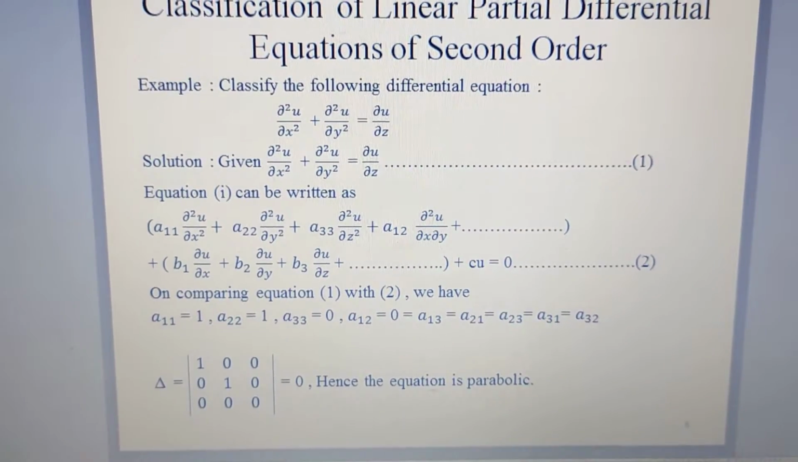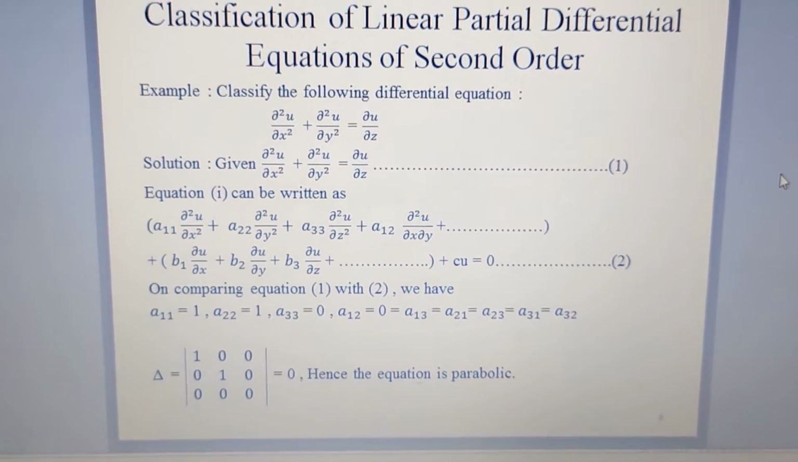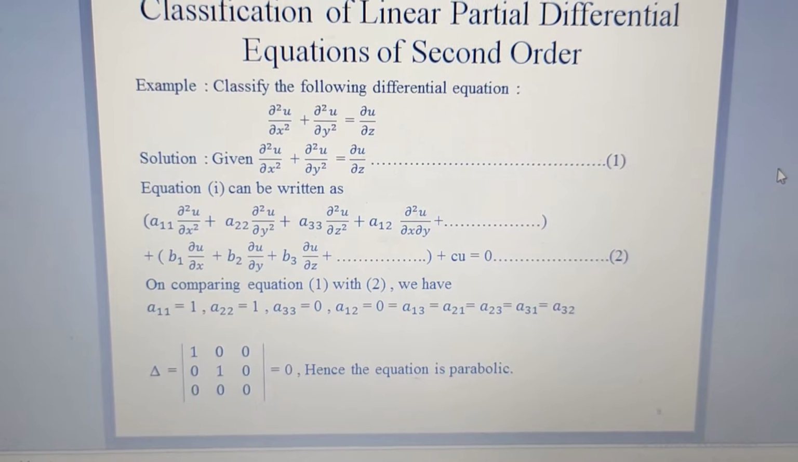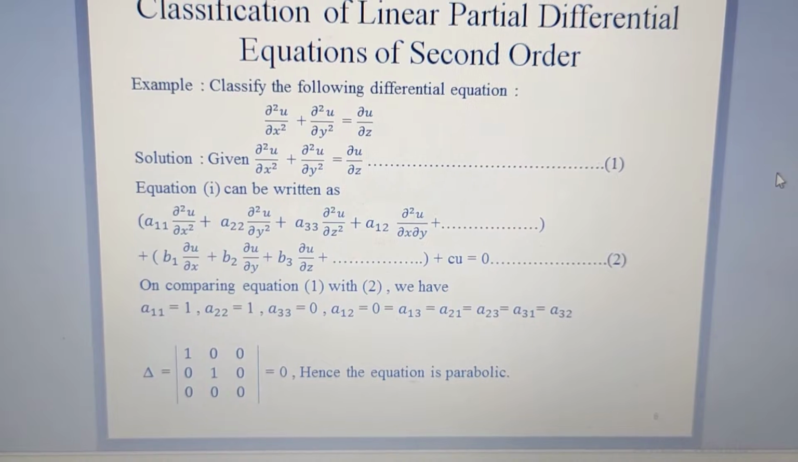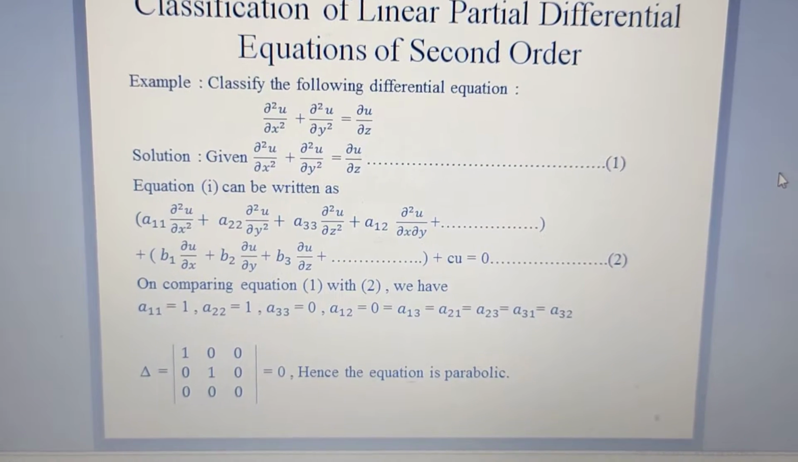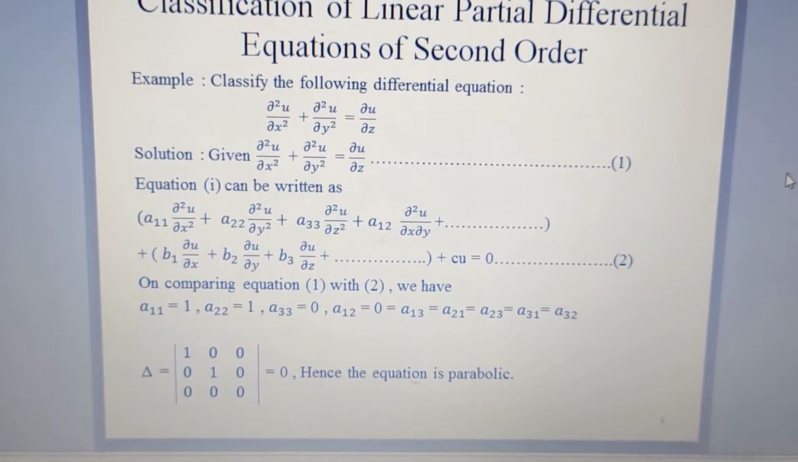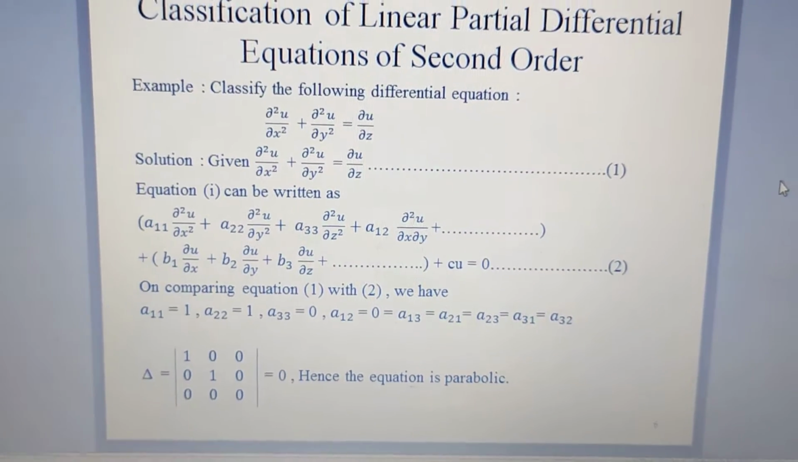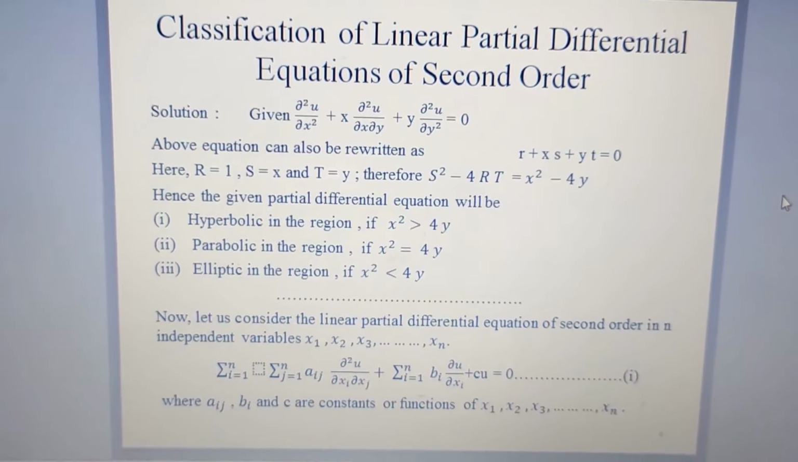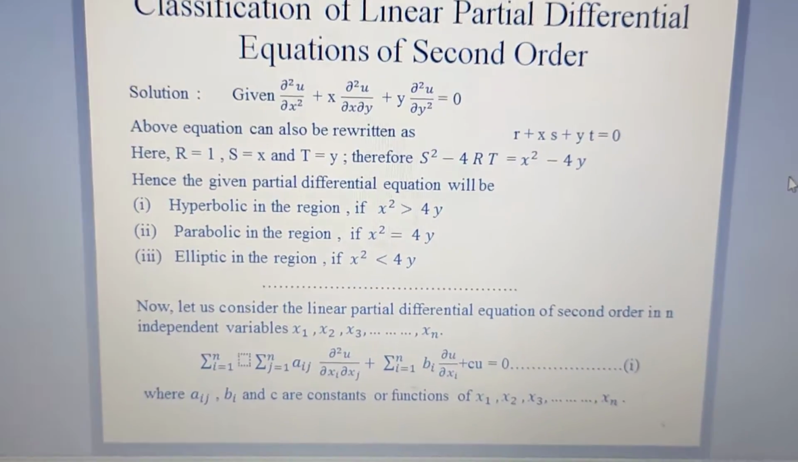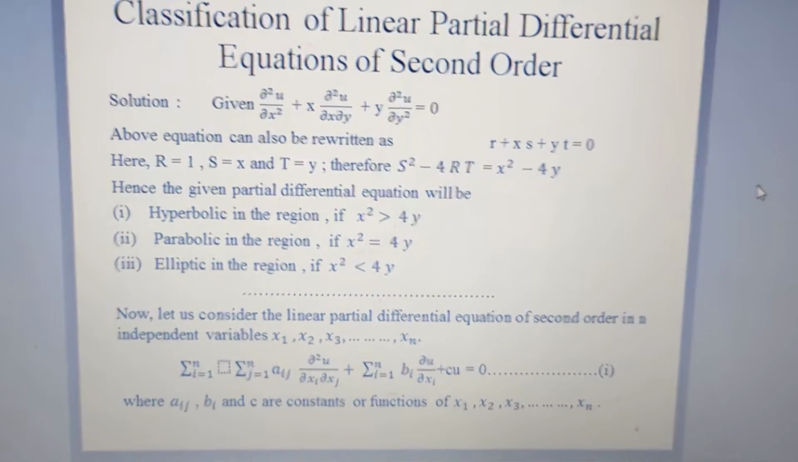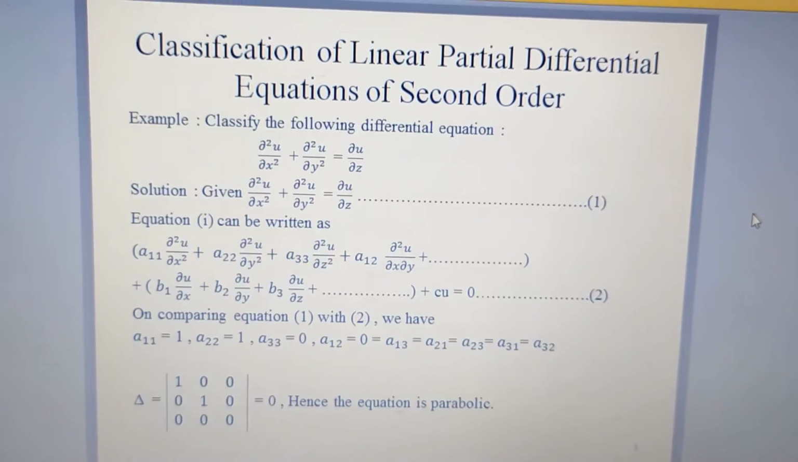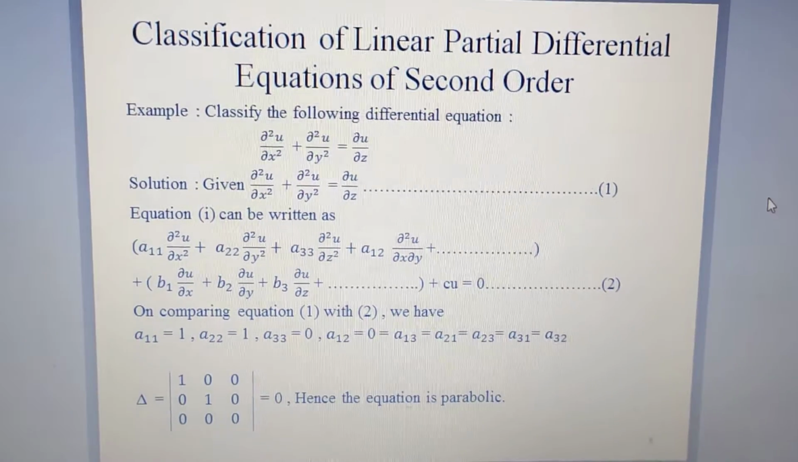Now let us take an example. Classify the following differential equation: del 2u upon del x square plus del 2u upon del y square is equal to del u upon del z. The equation can be rewritten as the standard equation, which we have stated over here. i is running from 1 to n, j is running from 1 to n, aij and so on. It can be expanded like this.